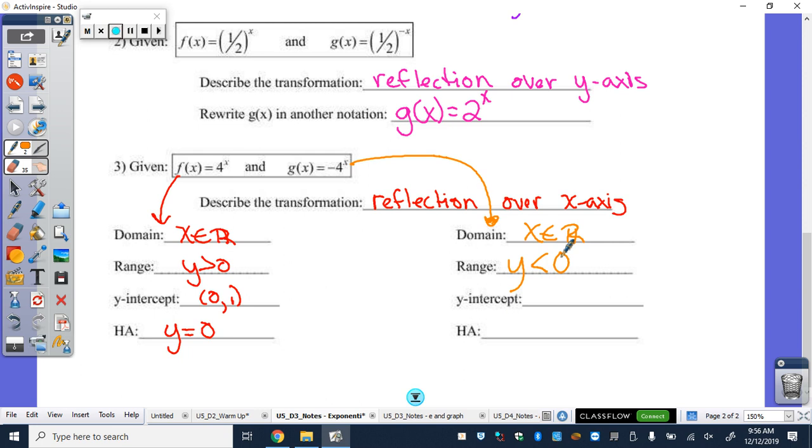So my y-intercept then would become at 0, negative 1. Because again, it would flip down. But would our asymptote change? No, still going to be at 0.